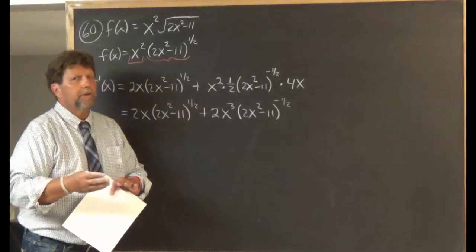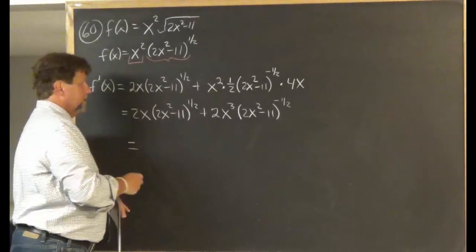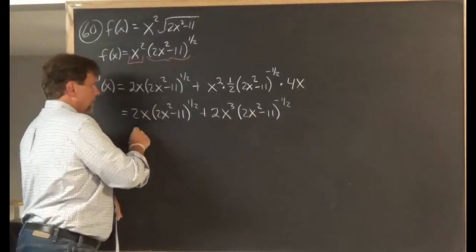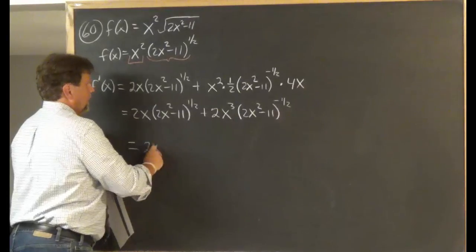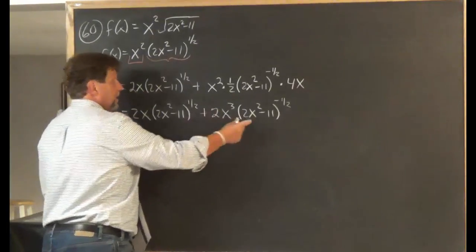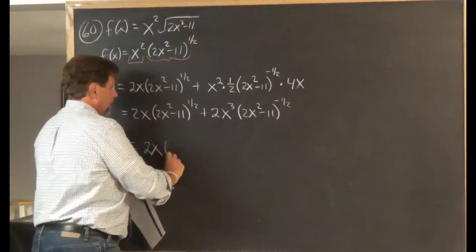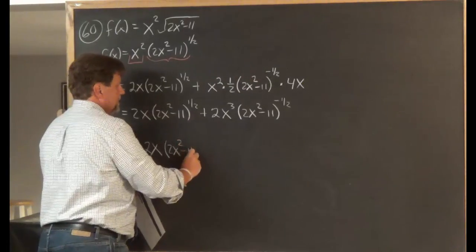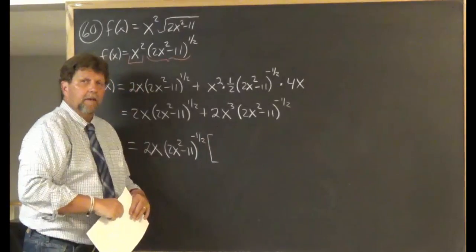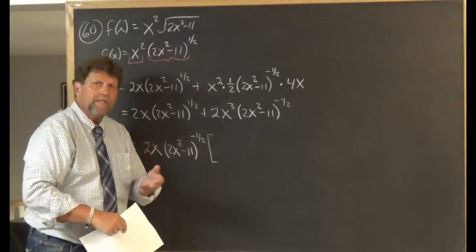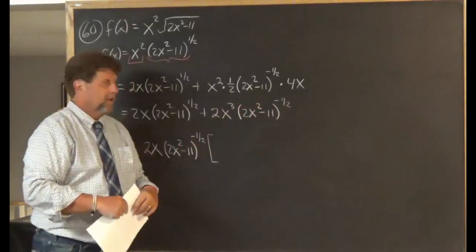You know what? I have just a little bit of room. I'll show you a little bit more simplifying that could happen here. You could take out a common factor. You look at this term and this term. They both have a 2x in common, so we could factor out a 2x. Both of these terms also have a 2x squared minus 11 as a common factor. But it's 2x squared minus 11 to the negative 1/2 power that we would factor out. Remember, when you take out a GCF, you're always taking out the smallest exponent you see. Negative 1/2 is the smaller exponent.